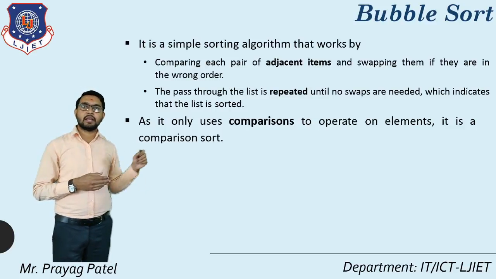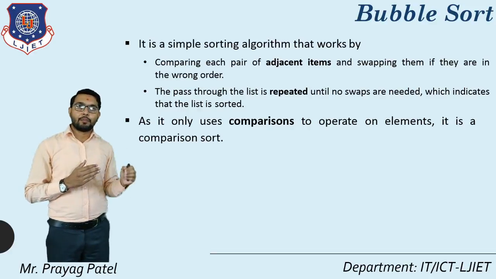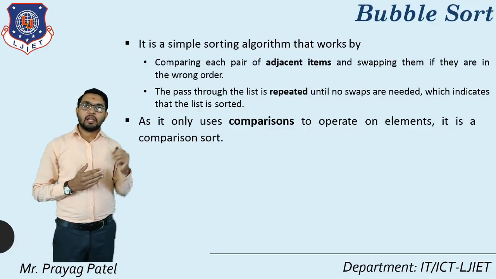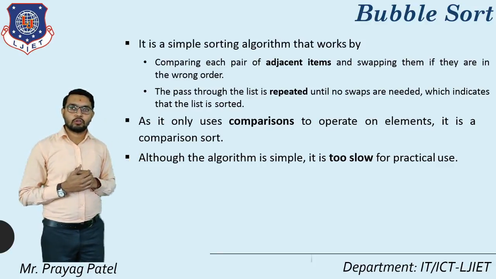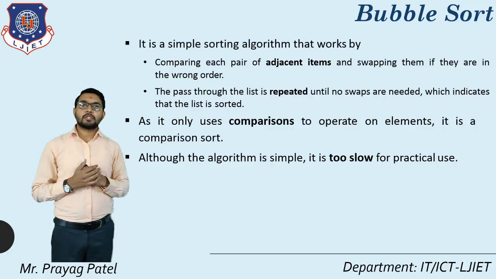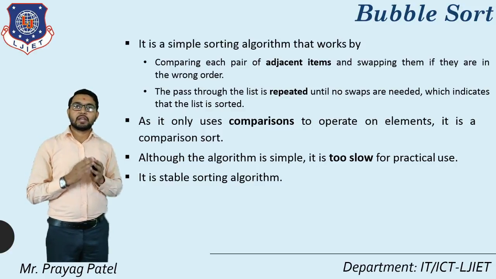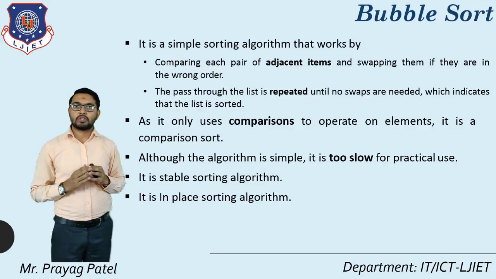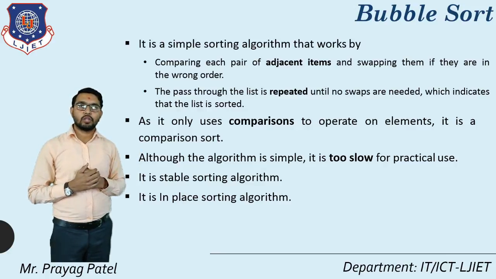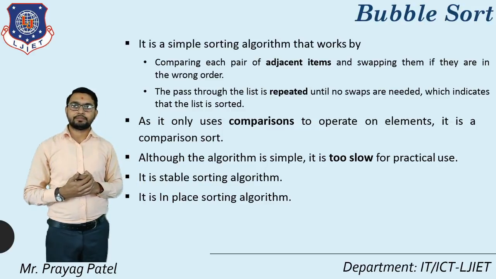Next point: it only uses comparisons to operate on elements. It is a comparison sort, so we can say that it is also a comparison sort. Although the algorithm is simple, it is too slow for practical use. Now this algorithm is considered a stable sorting algorithm, and the bubble sort algorithm is also considered an in place sorting algorithm. So bubble sort is a stable and in place sorting algorithm.